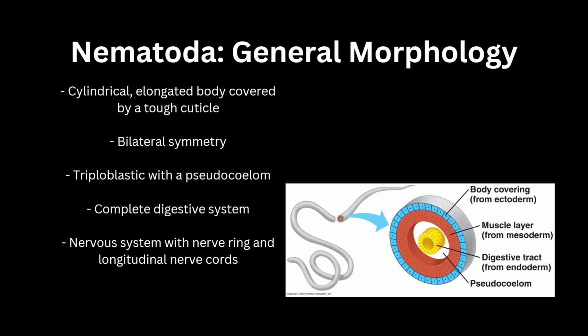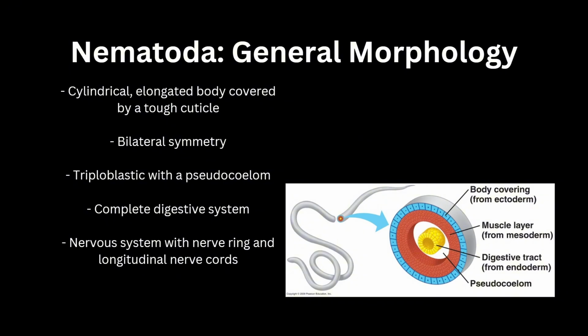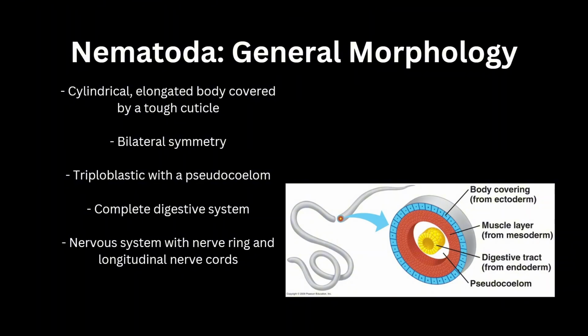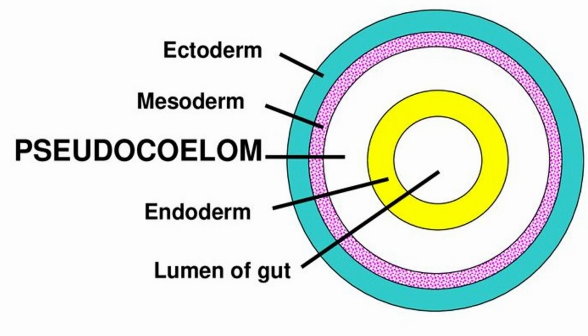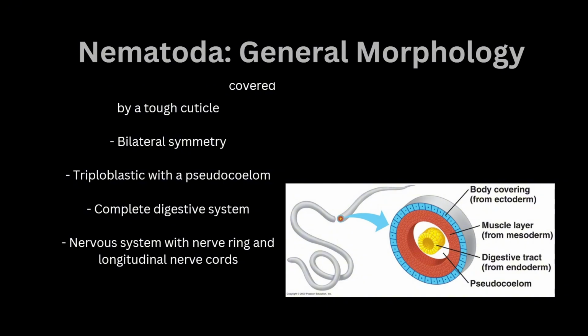Nematodes exhibit bilateral symmetry, meaning their left and right sides are mirror images, which allows for coordinated movement. Nematodes are triploblastic, having three germ layers: ectoderm, mesoderm, and endoderm. They possess a pseudocoelom, which acts as a hydrostatic skeleton, aiding in movement and distribution of nutrients and waste products. Unlike segmented worms, nematodes lack a true circulatory or respiratory system, relying instead on diffusion to exchange gases and transport nutrients.